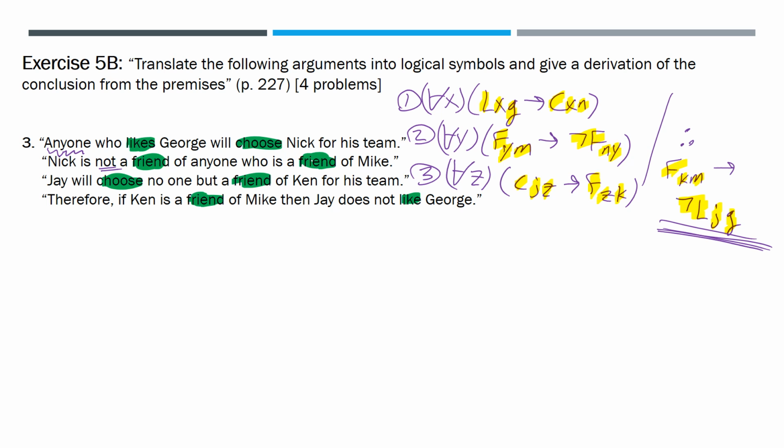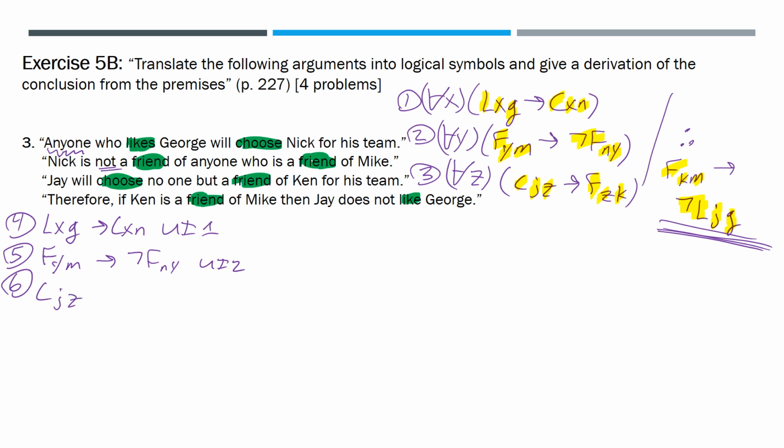What I'm going to do is first instantiate the first 3 lines in a very general sense, and then we can make corrections. So for lines 4, 5, and 6, I'll just say: LXG, arrow, CXN, universal instantiation 1; FYM, arrow, not FNY, universal instantiation 2; CJZ, arrow, FZK, universal instantiation 3. And then we'll correct, so this will be 4, 5, 6.